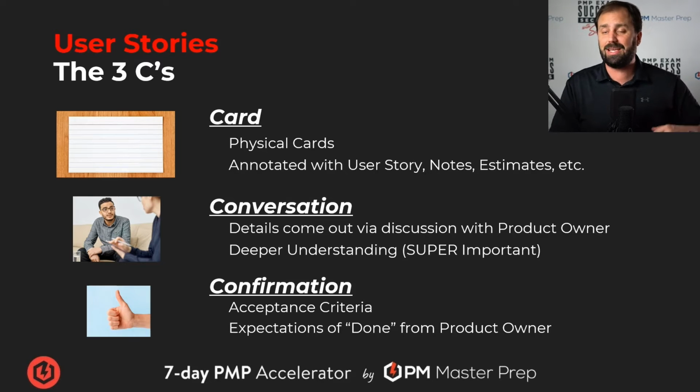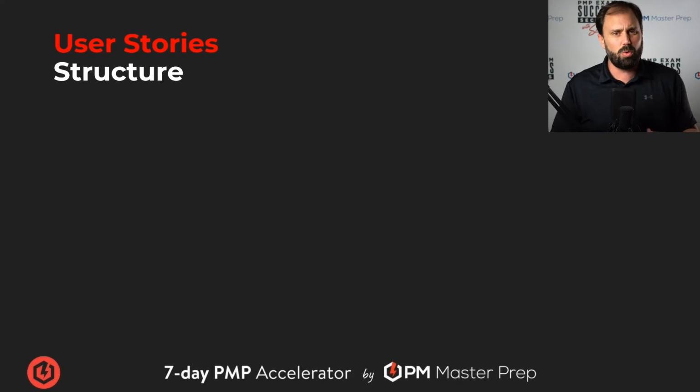All right. So the 3 C's: card, conversation, confirmation. That's what we're doing here. All right, so what is the structure of the actual user story?